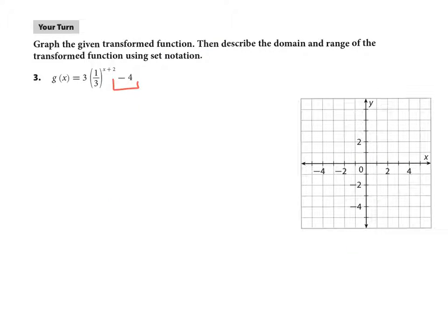Okay, still going to start with our horizontal asymptote. So that's going to go through negative 4. So we're going to draw our asymptote there. And then the first thing we do is we always want the exponent to be 0. So that's going to be x is negative 2. That's the value that will make it 0.